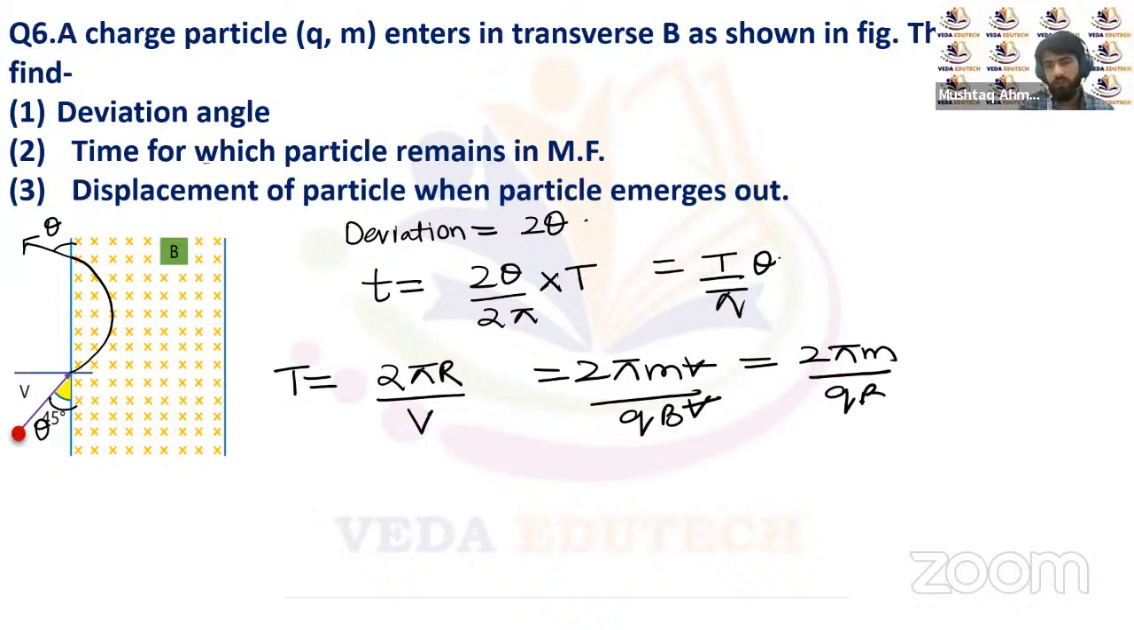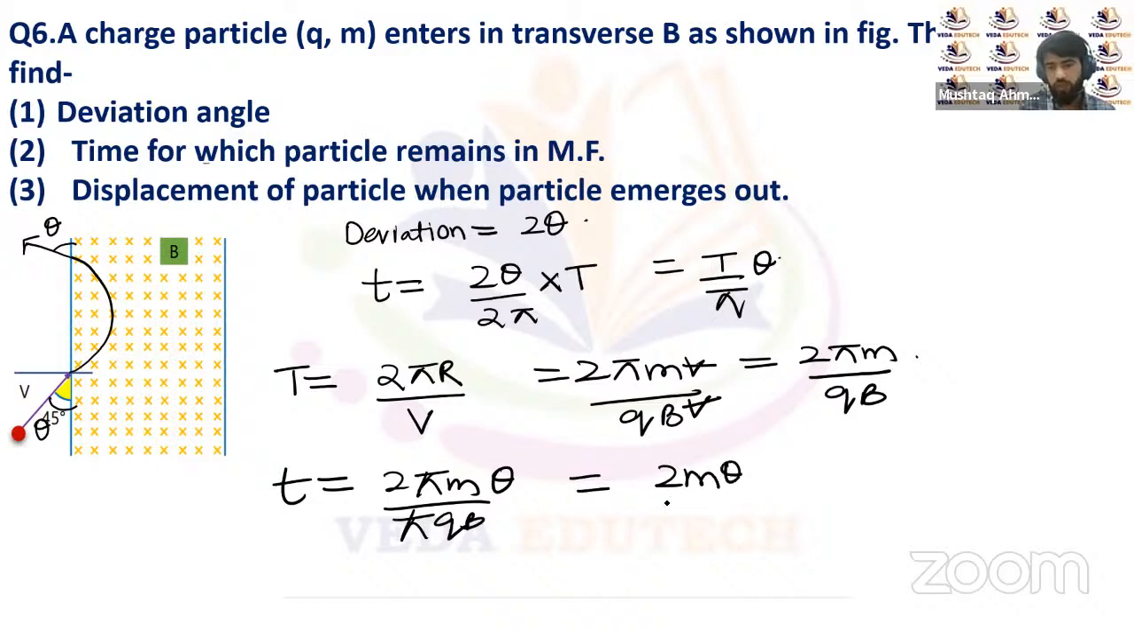You can see here the time period only depends on the charge, magnetic field, and the mass of the charged particle. So the time spent in the magnetic field region will be 2 pi m upon pi multiplied by qB. So pi and pi will get cancelled. So the time spent in the magnetic field region will be 2m theta upon qB. This is the time spent by the charged particle in a magnetic field region. It's a very important question.